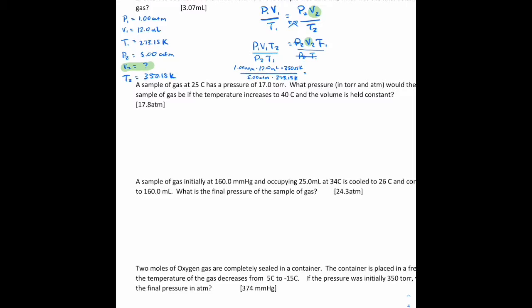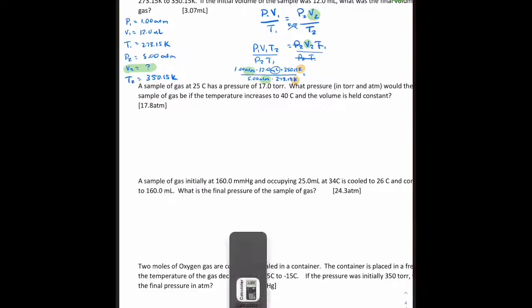Remember, this is that problem where everything just has to be in the same units. We don't have to be as particular because we don't have R values. So just as a note, my atm here cancel. My Kelvins here cancel. And so I'm going to be getting an answer in milliliters. So as long as you glance at the problem to make sure that it wants it in milliliters, then that's fine. So let's go ahead and solve this one.